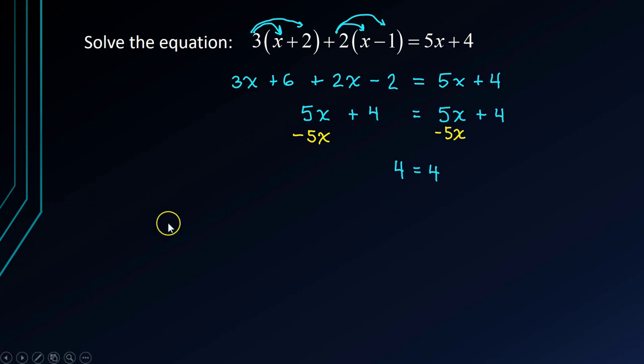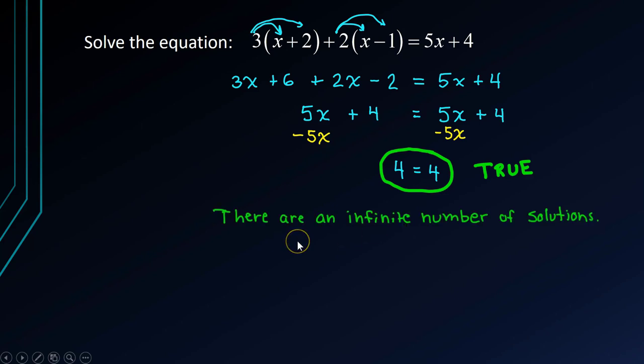Well, since this is a true statement here, that means that there will be an answer. So if there's going to be one answer, there's going to be an infinite number of answers. So there are an infinite number of solutions to this equation, or the equation is known as to be an identity.